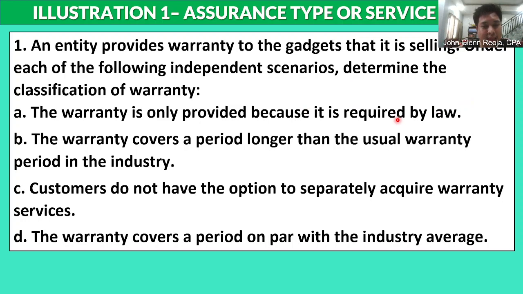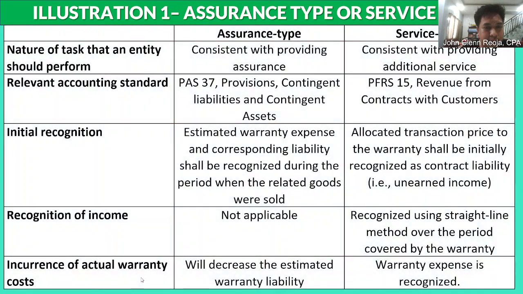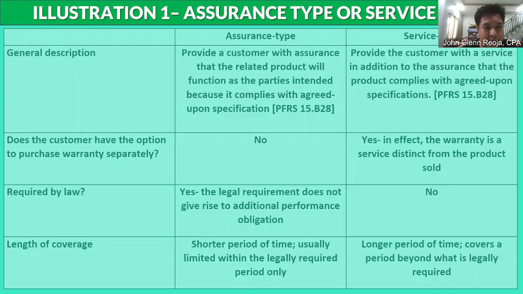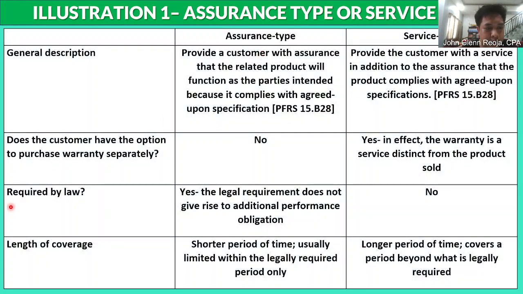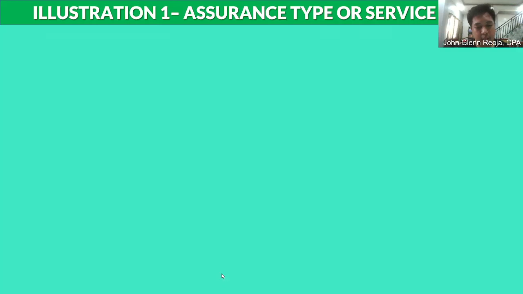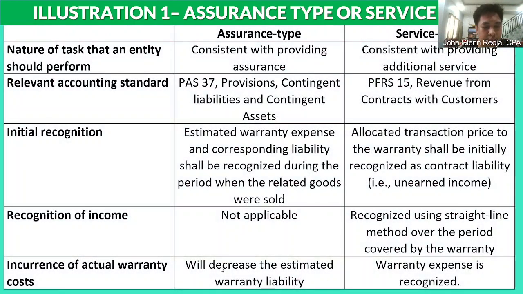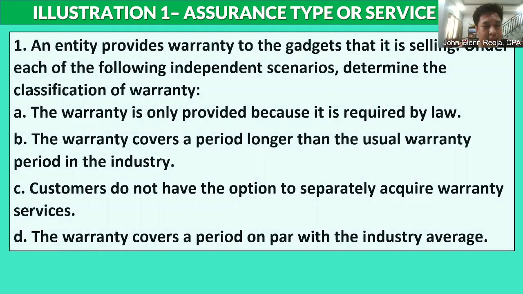So malamang that is an, ano yun? Balik tayo. No, required by law. Saan yun? Assurance type, di ba? Required by law? The answer is yes. And does not give rise to additional performance obligation. Yung obligation, assurance lang na obligation. So, yun, balik tayo. So, that is assurance type.